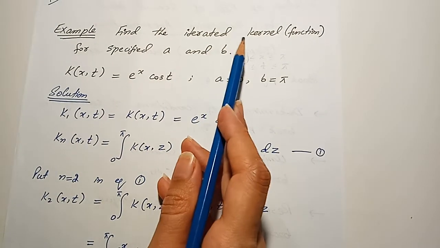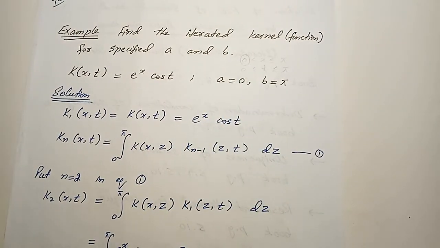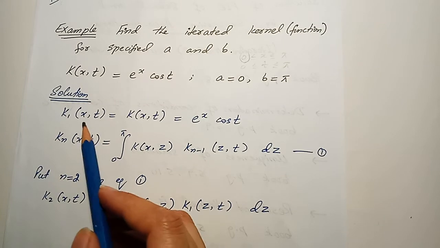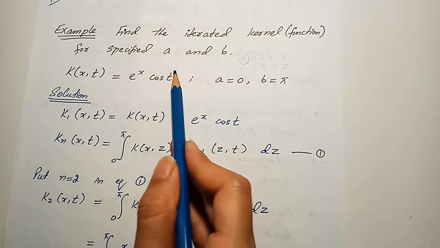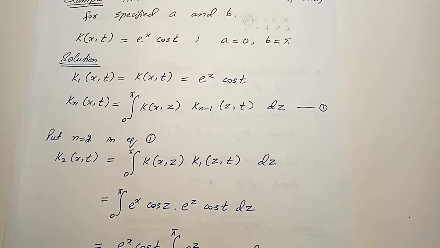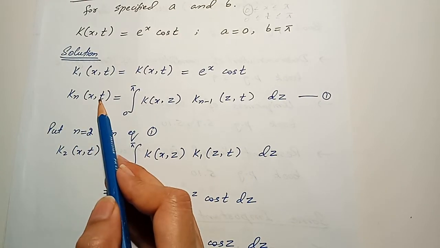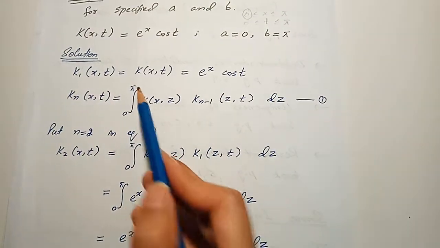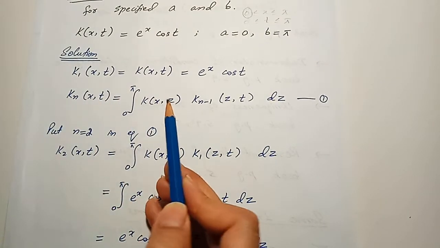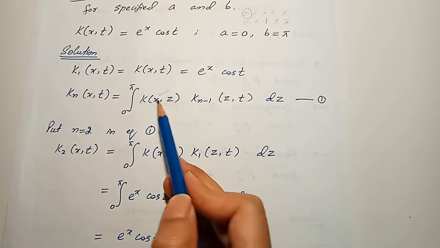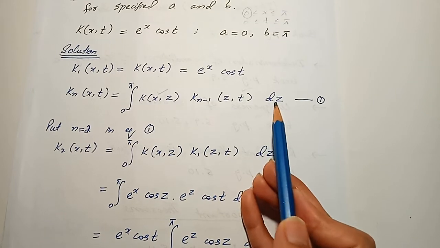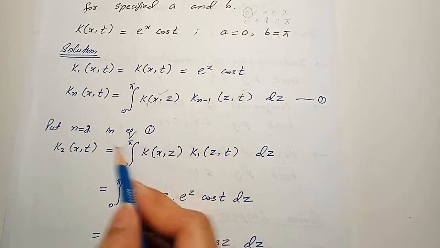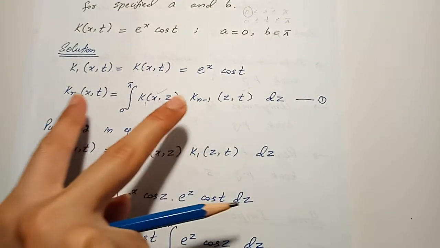You have to find the iterated kernels. It means you have to find k1, k2, k3 and so on, and then you have to find the general kn or km. You know that by the iterated kernel definition, k1 of x,t is k of x,t, and it's the same as given in your question. Now, the nth kernel kn of x,t can be written as the integration from 0 to pi of k(x,z) and k(z,t). So finally it's x,t. And which variable have you introduced? z. So the integration is with respect to z, dz. This is k1, so this will be kn minus 1. So this is the nth iterated kernel.